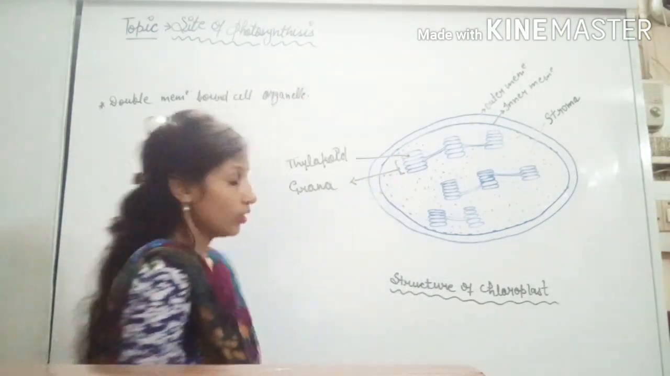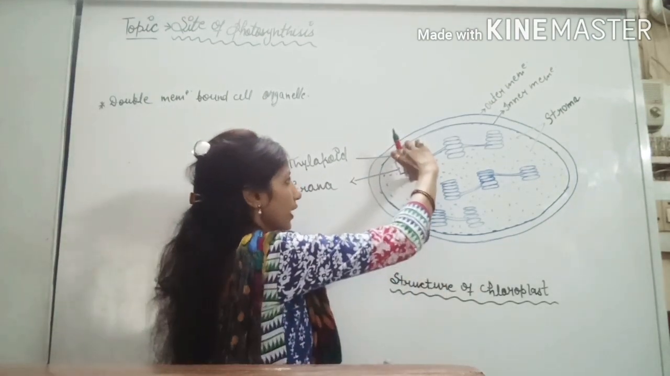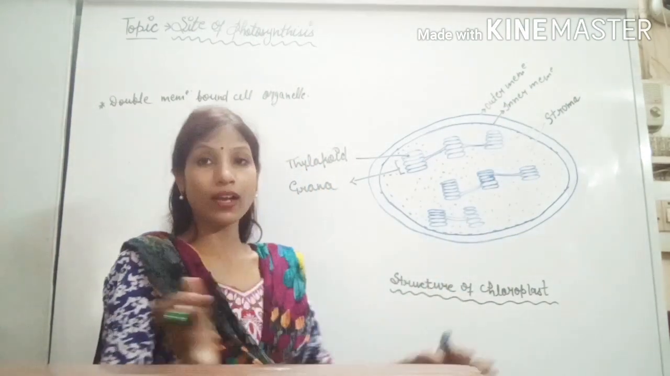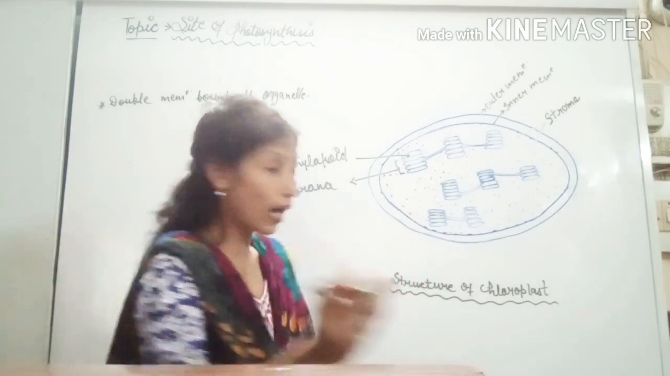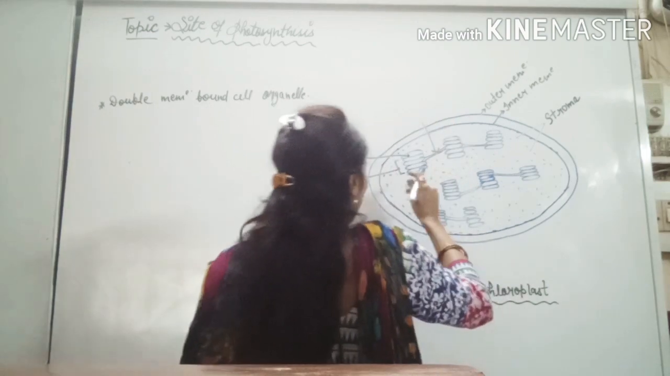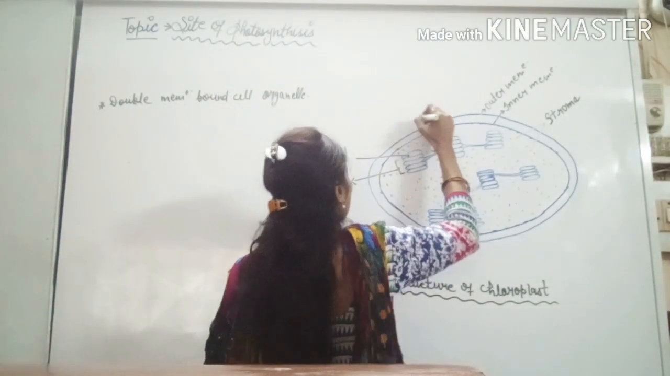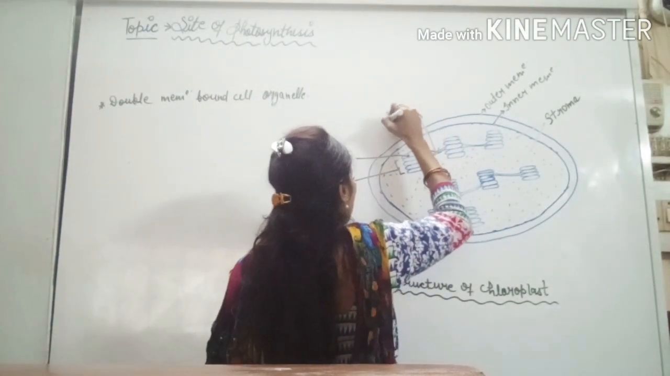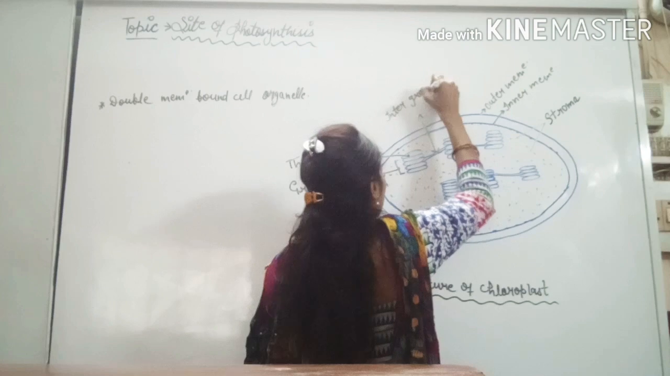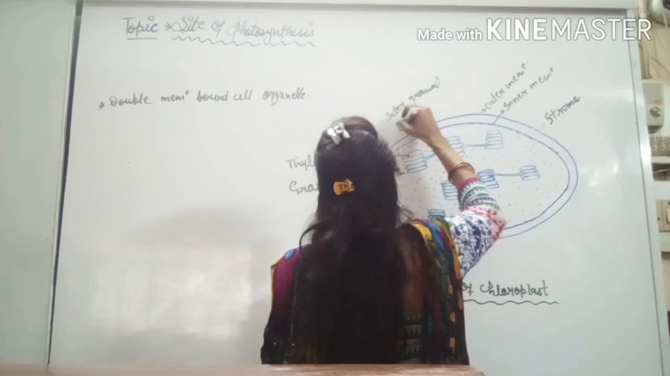Now, these grana are joined together. We can see that here a grana is present, and many granas are present here. These grana are joined together by a part called the lamellae. What is it called? It is known as the lamellae, and the one joining the grana together is called the intergranal lamella. What is it called? It is called the intergranal lamella, right?